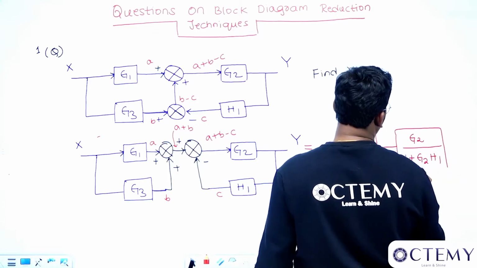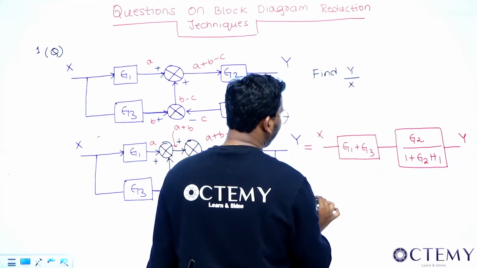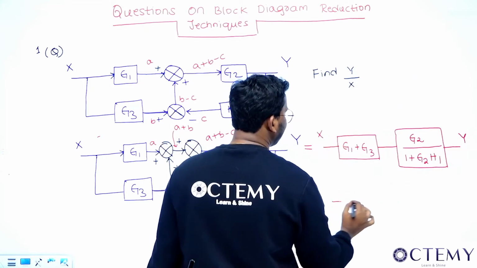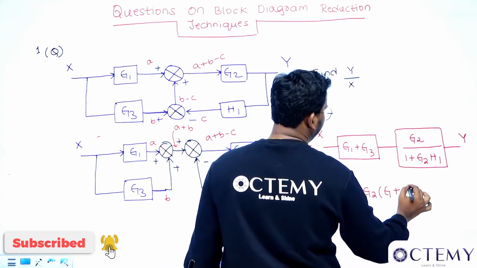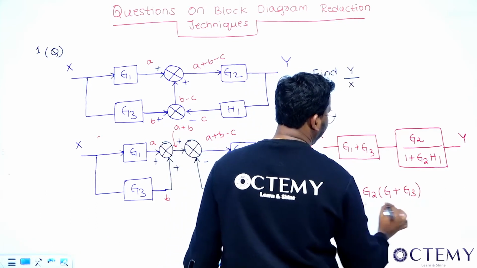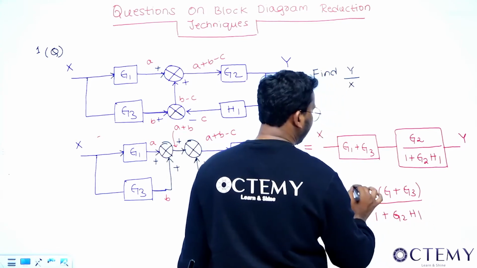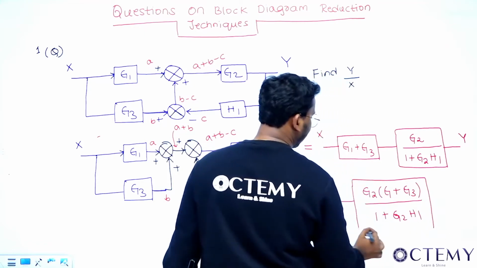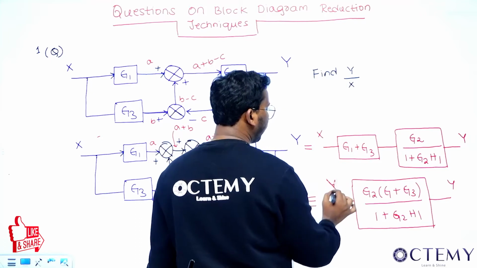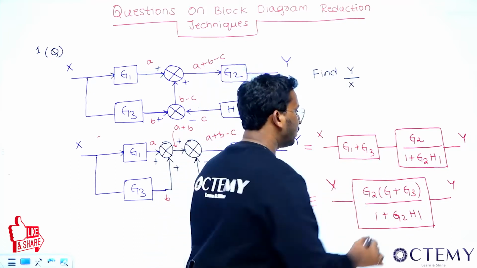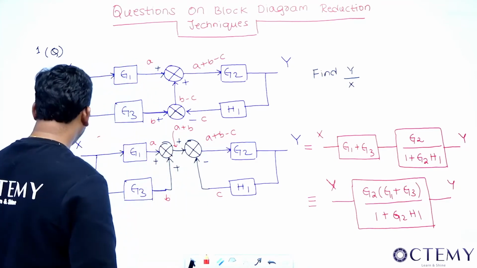So this will be your output Y, and this is your input X. So what will the overall transfer function become? This is equivalent to G2 into G1 plus G3 divided by 1 plus G2 H1, right? So this is the correct answer for this particular question. A very simple question, I would say. If they ask you Y by X, whatever is in this particular box is your Y by X, right? Very good. This was my first question.